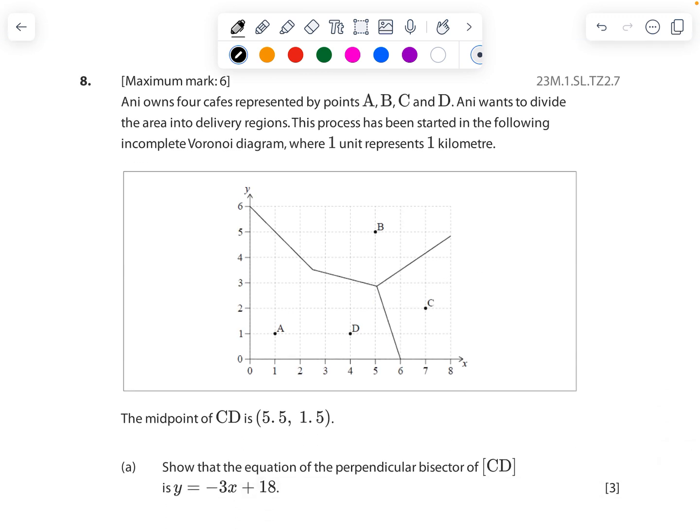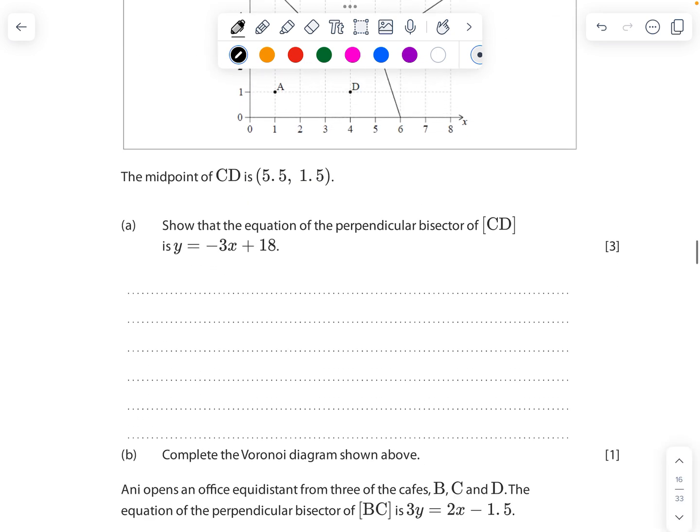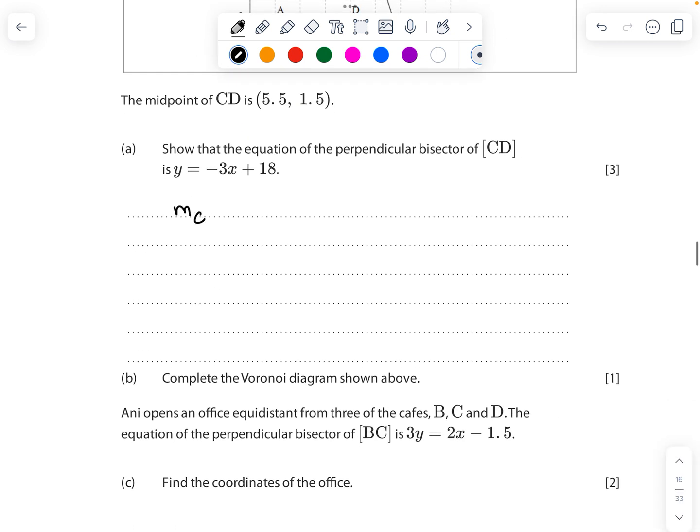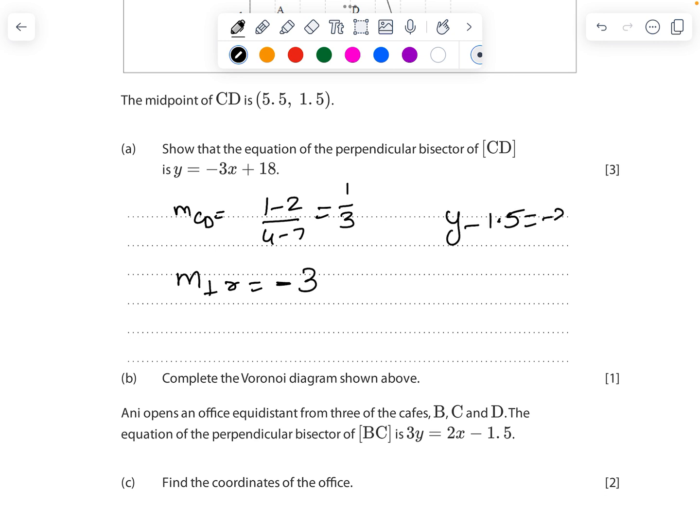Then, Annie owns fruit cafes ABCD. Show that the equation of the perpendicular bisector for CD. So first of all, I am going to find the gradient of CD, which is (1 minus 2) upon (4 minus 7), which is 1 upon 3. So what will be the perpendicular gradient? Perpendicular gradient will be negative 3. So equation will be y minus 1.5 equals negative 3 times (x minus 5.5). So y equals negative 3x plus 18.